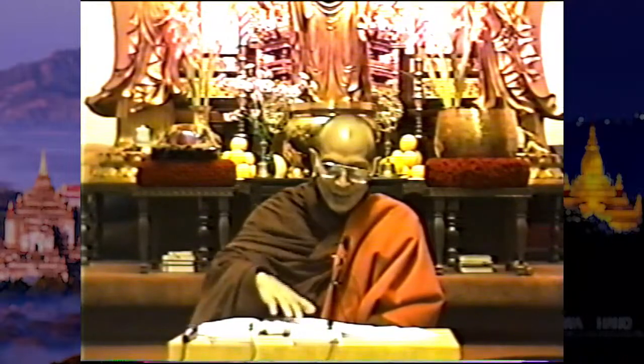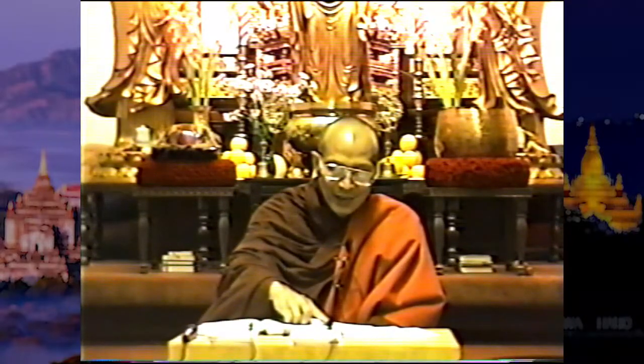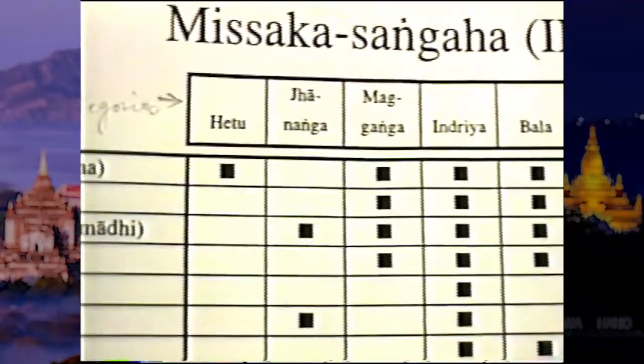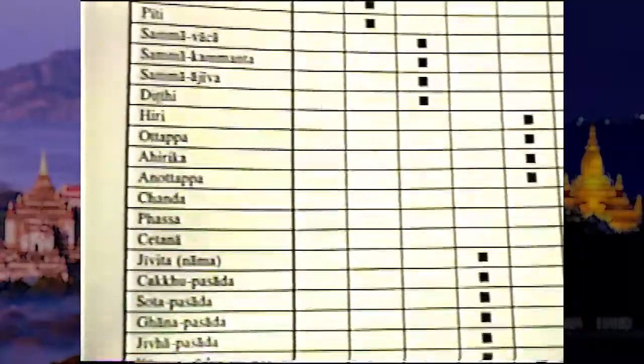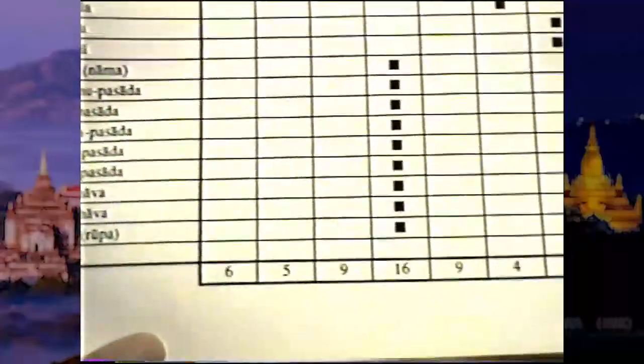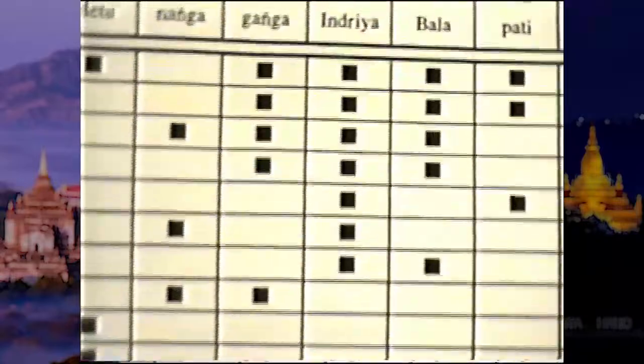So, those that have the name of Hetu, how many? 6. They are Panya, Lobha, Dosa, Moha, Alobha, Adosa. Those that have the name of Jananga are only 5: Ekagata, Vedana, Vitakka, Vicara, Piti. Those that have the name of Maganga, there are 9 cetasikas: Panya, Viriya, Ekagata, Sati, Vitakka, Samma Vaca, Samma Kammanta, Samma Ajiva, and Ditthi. And then Indriyas, 16: Viriya, Ekagata, Sati, Chitta, Vedana, Saddha.